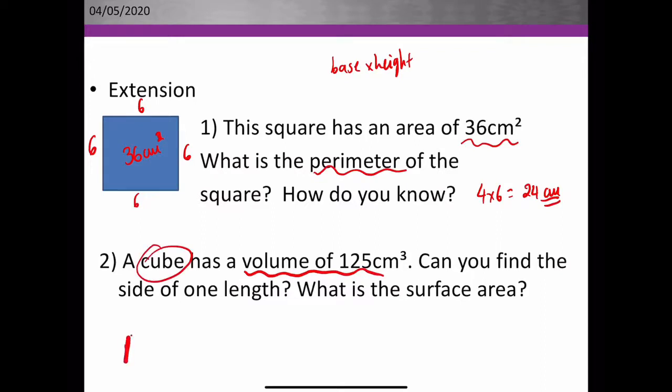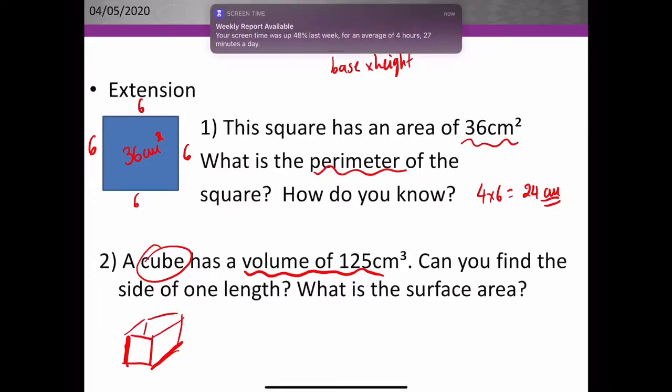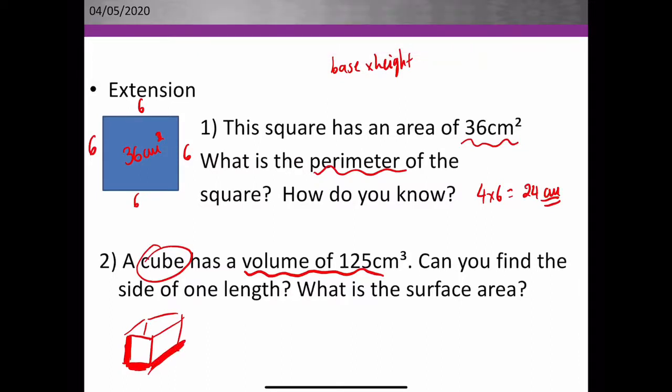A cube has a volume of 125 centimeters cubed. Can you find the side length? Well, because it is a volume, it's base times height times the length. So it is the cube root of 125, which is simply 5, because 5 times 5 times 5 would give you 125.